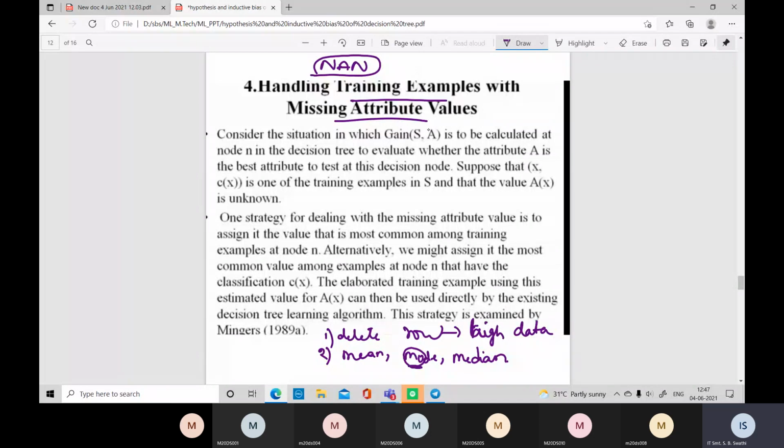Okay, so median means what? In a particular column, suppose there are 5 elements, the middle one is the median. Arrange the elements in ascending order, take the middle value, and assign it in the place of the none value. If there are 6 numbers, how do we take the middle value? If the number of elements is odd, we will take the middle element.